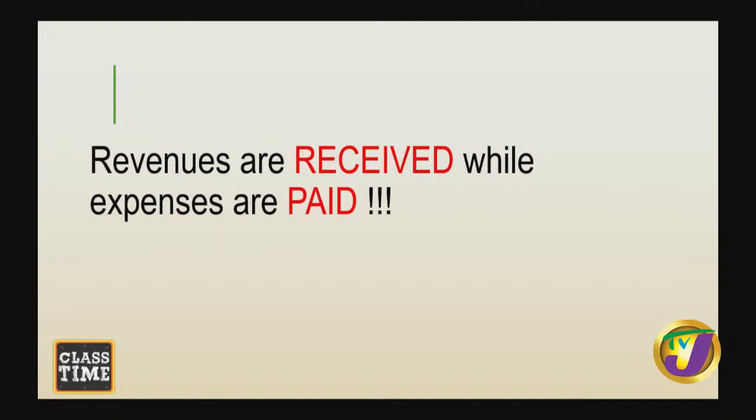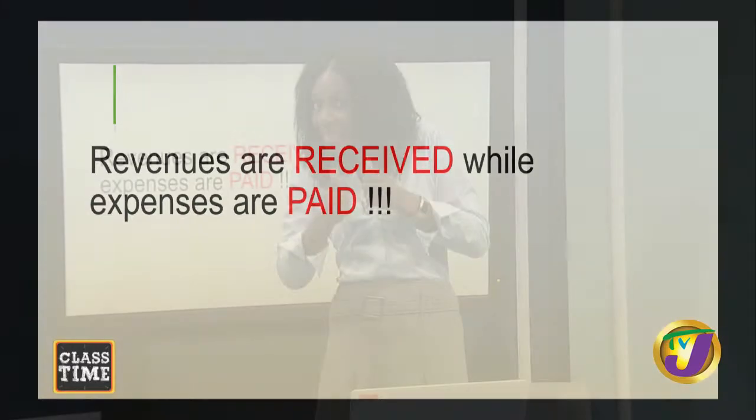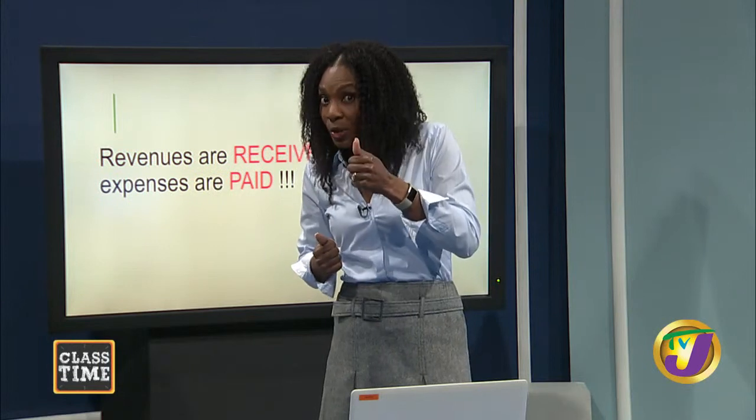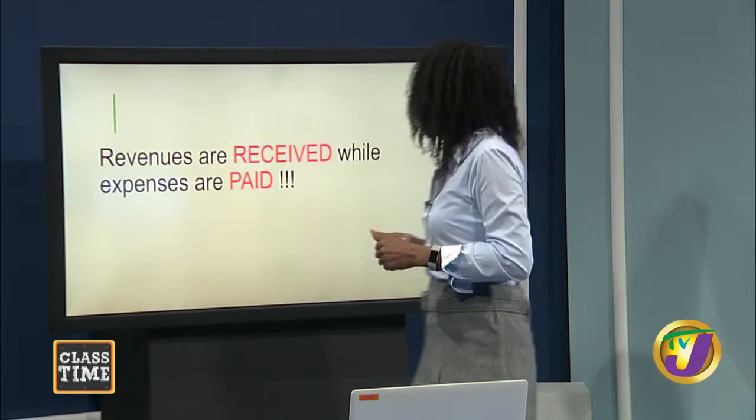So you'll hear me talk about commission received. That's the what? Revenue. If you hear me say commission paid, that's the what? Expense. Rent received, that's the what? Revenue. Rent paid, that is a what? Expense. Look out for these things, students. CSEC can set you up sharp on your principles of accounts skills.